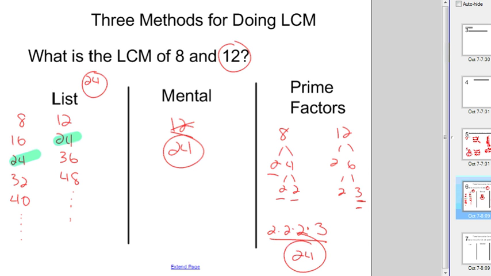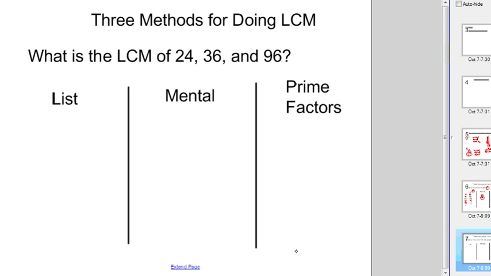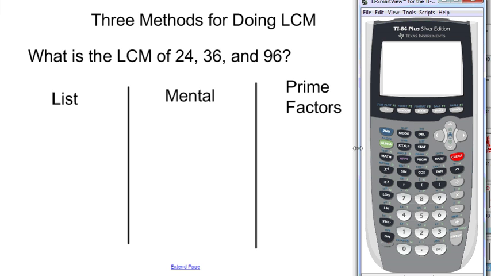Okay, so there's 3 methods for finding LCM. I'm going to do them again, but with a different set of numbers. You notice the numbers are bigger here. What's the LCM of 24, 36, and 96? I'm actually going to employ my calculator because I can't count by 24 so easily. So how am I going to do that? 24, enter, plus 24, and then hit enter a couple times.